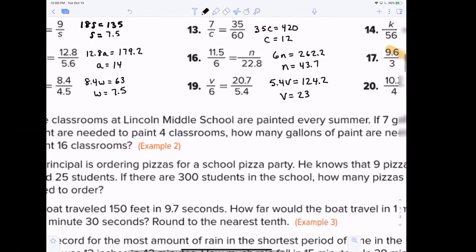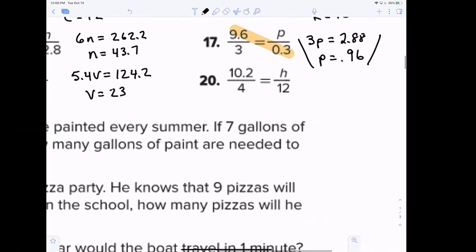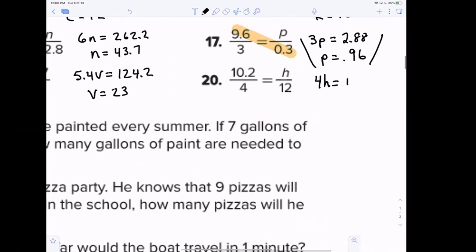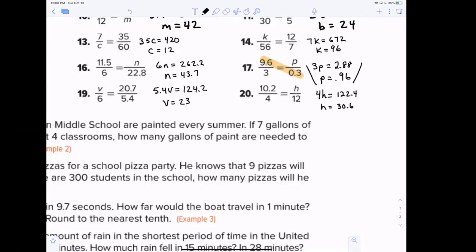Mm-hmm. All right, go. So you do 10.2 times 12. 4 times h is? Oh yeah, 4h equals 122.4. And then you divide it by 4. And you get 30.6. I'm happy with that. 30.6. Everybody good? Yeah. All right.